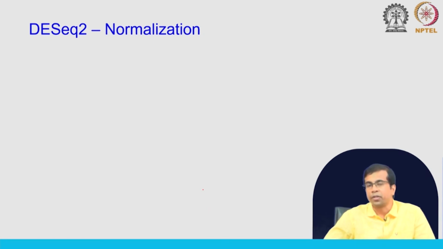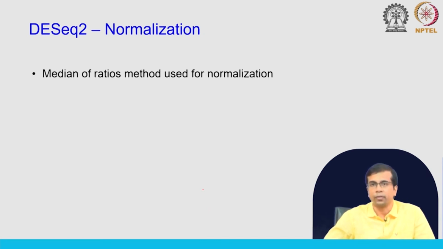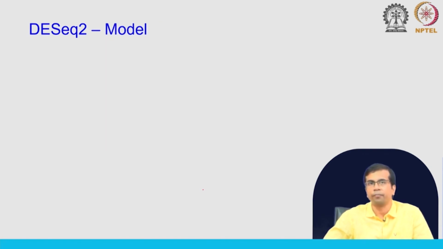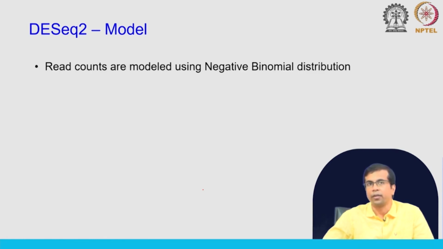So, there is a normalization step. DESeq2 performs a normalization from the raw count data, and it uses the median of ratios method which we discussed in the last class. We have seen that this method can correct for differences in sequence depth and to some extent for RNA composition bias. Now, let us move on to the model. This is the most important part of DESeq2.